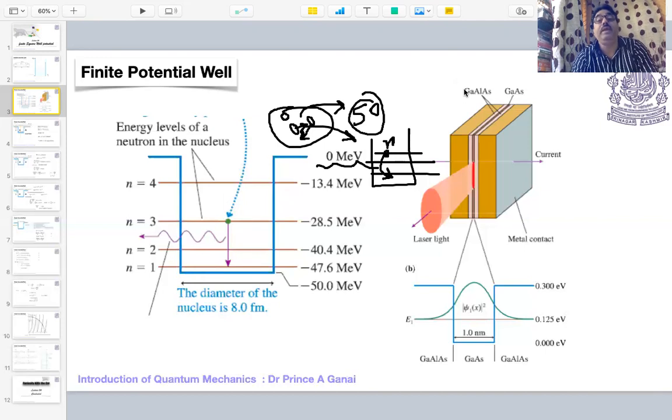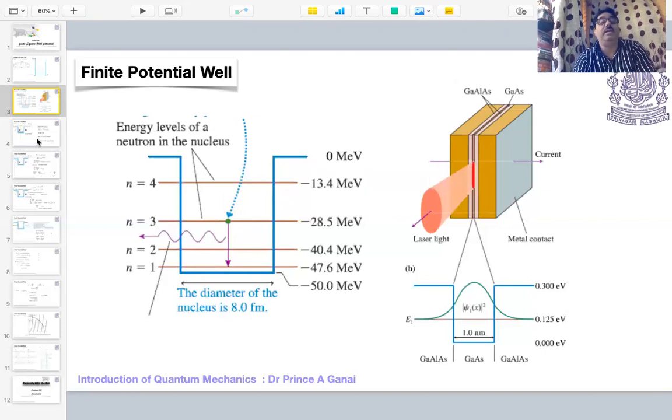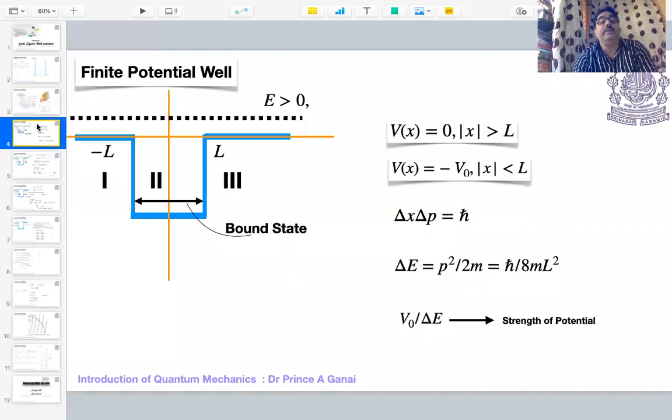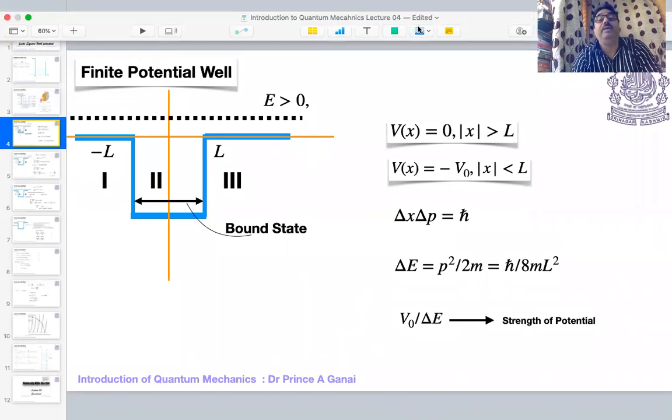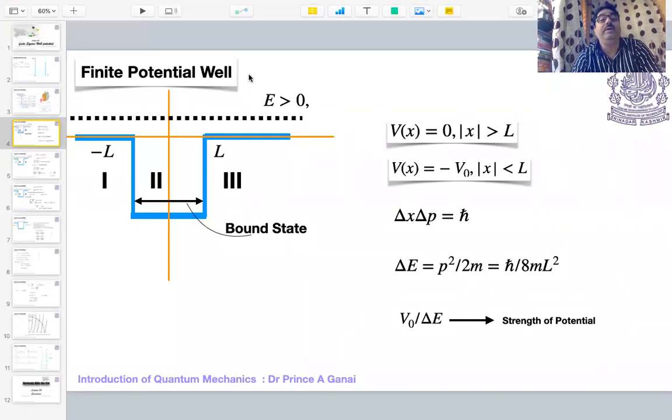Okay, so let us start now. This is the kind of potential well I'm talking about. We have a finite depth potential V naught. So let me describe the problem properly. The depth of this potential is V naught. So V naught is the depth of the potential.